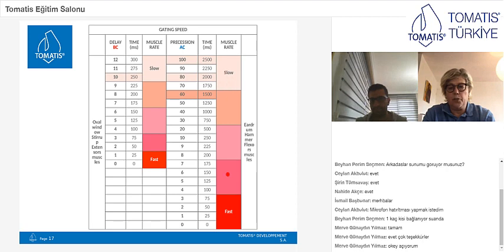So you see, as you bring down the delay or the precession, it becomes more and more demanding on the muscles of the ear.